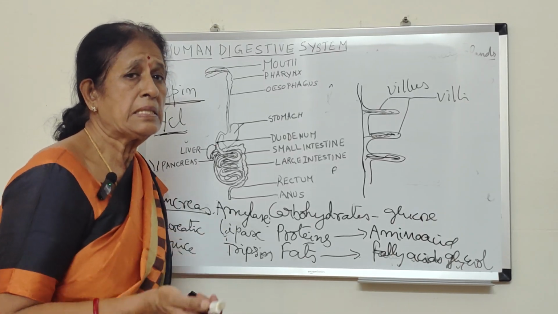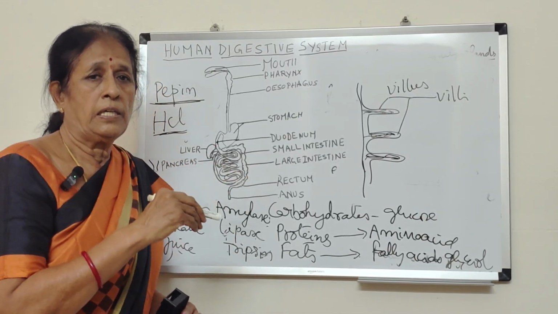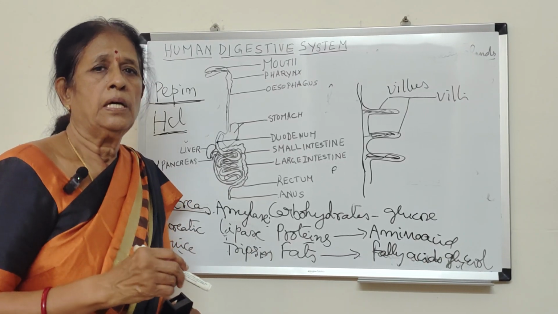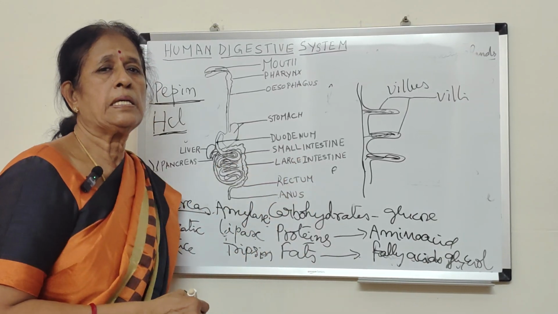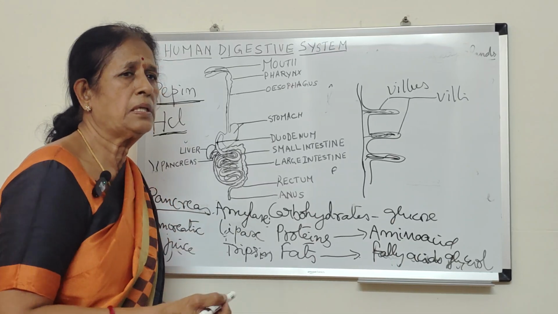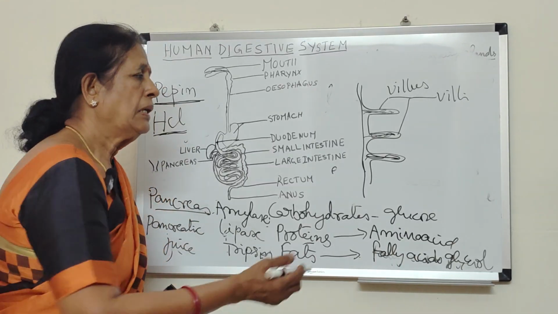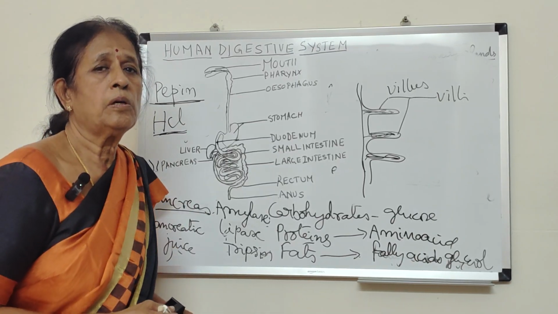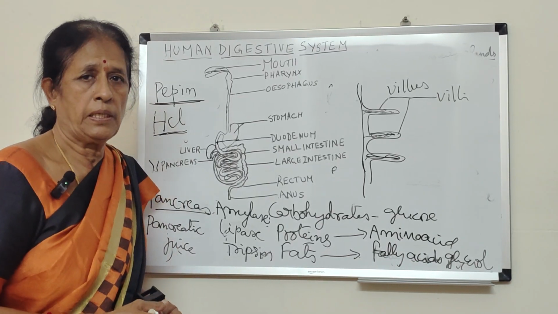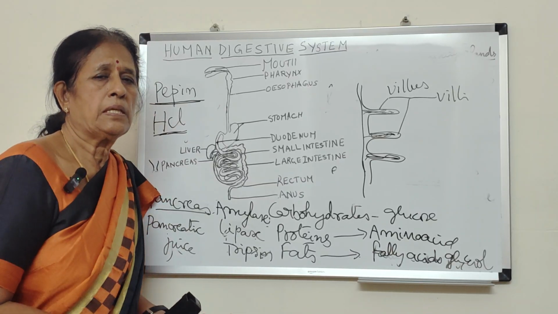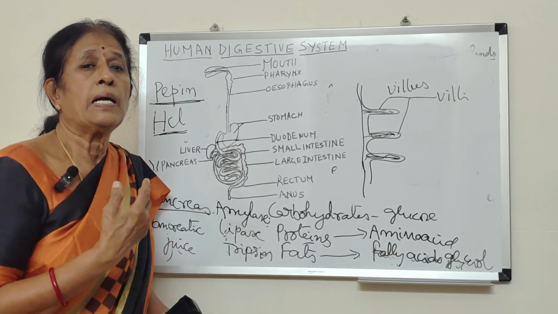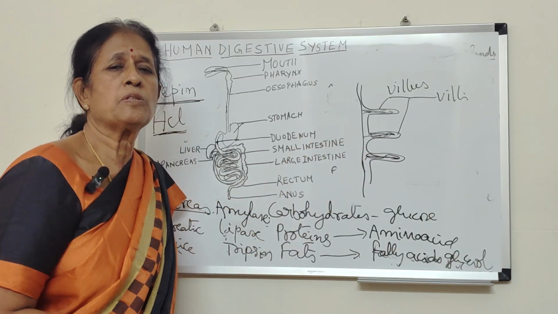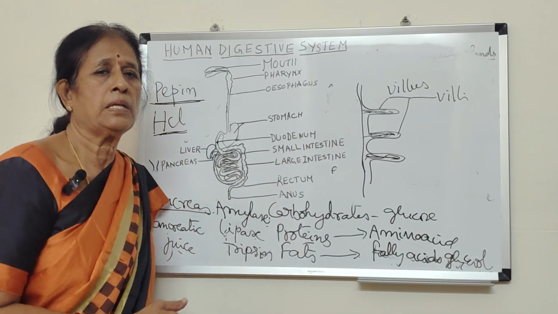The villi function is increasing surface area. The length of the intestine is very long, but villi further increase the surface area of absorption, so that all the digested food material gets absorbed by the walls of the small intestine and supplied to all the cells in the body. What happens to the undigested food? We shall see that in the next class.